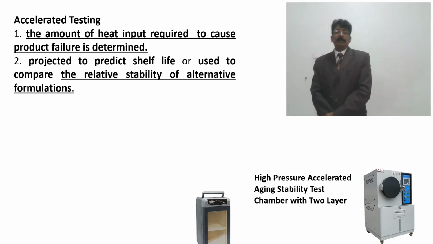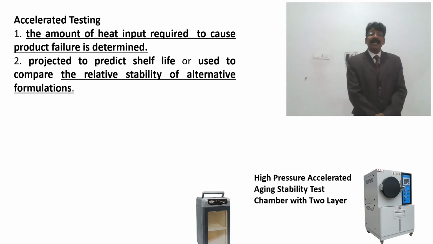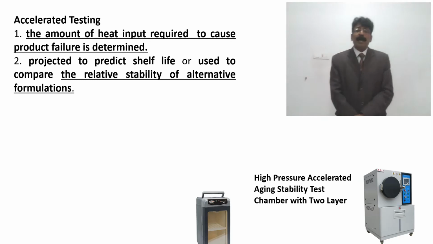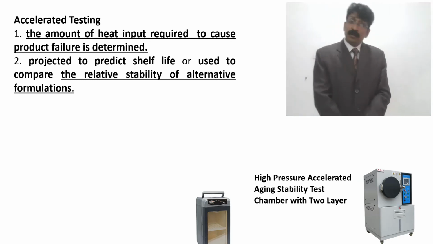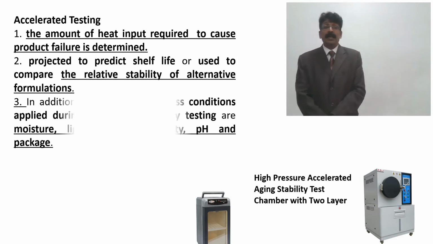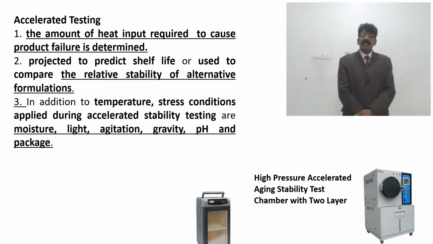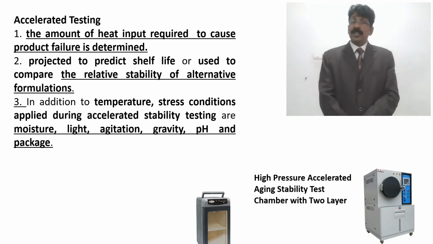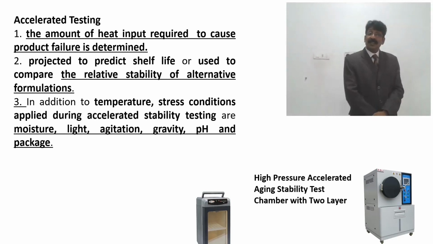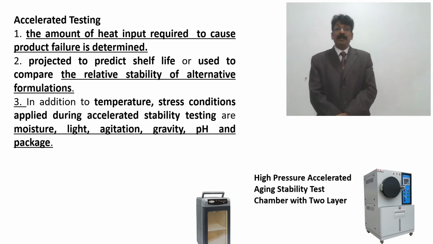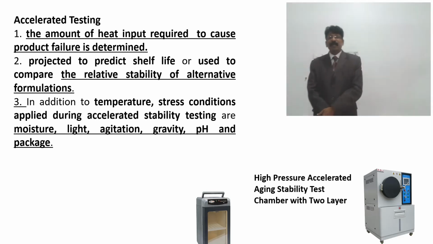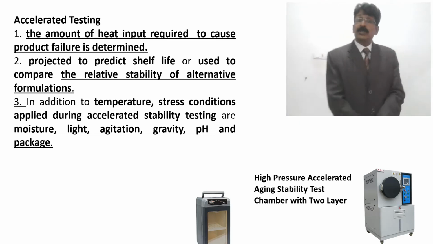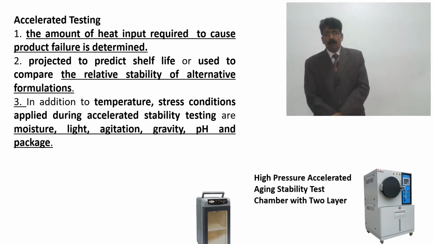In accelerated testing, it is projected to predict the shelf life or to compare the relative stability of an alternative formulation. That can also be done in an accelerated study. In addition, stress conditions applied during accelerated stability testing include temperature, moisture, light and agitation. Vibration can be given, and gravity, pH and packing also. You can keep different types of packing inside and analyze whether the packing has any influence on the deterioration.